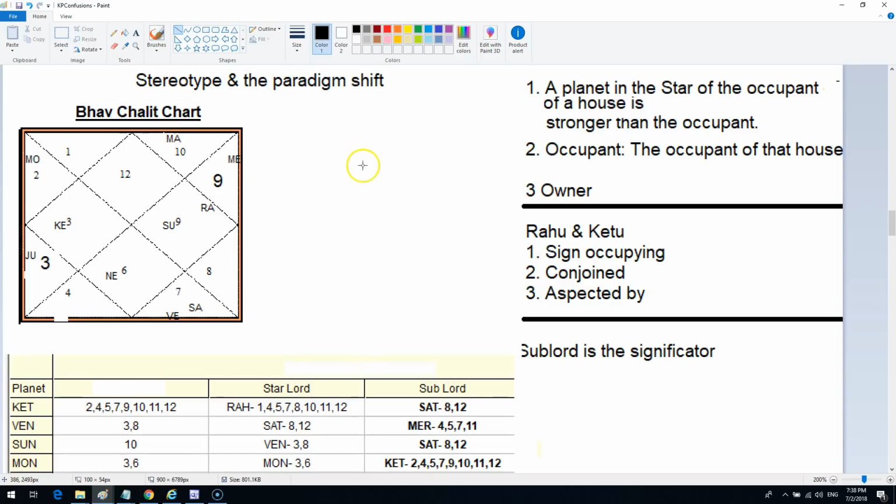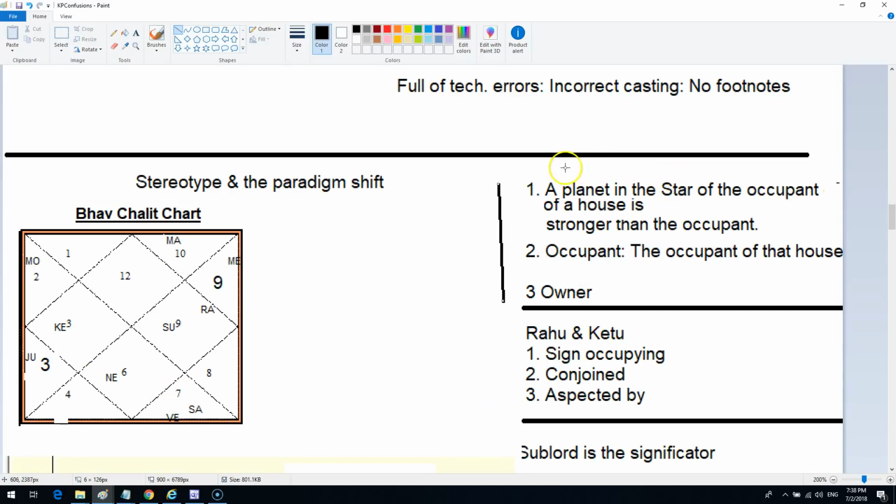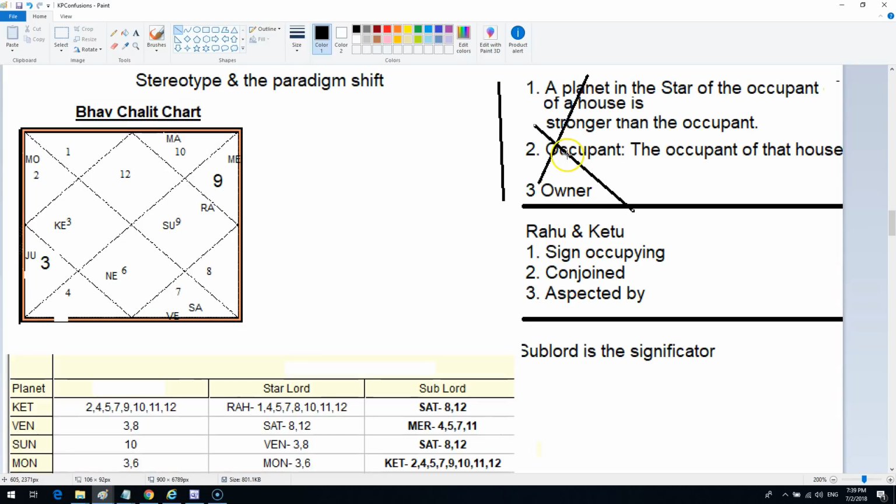Now, this is the usual, the stereotype or the traditional approach in the Krishnamurti Paddhati. The basic rules. What are the basic rules? A planet in the star of the occupant of a house is stronger than the occupant. So, anyway, the idea is that a planet in the star of a constellation is stronger than the planet residing in a house. And then finally, the third is the owner. You all know about all these things.